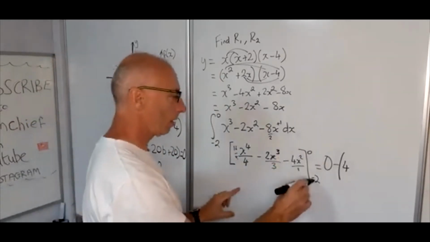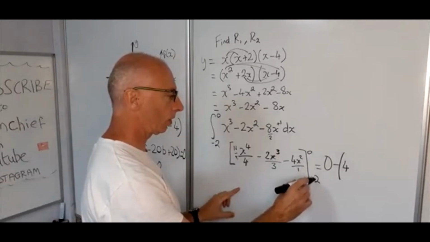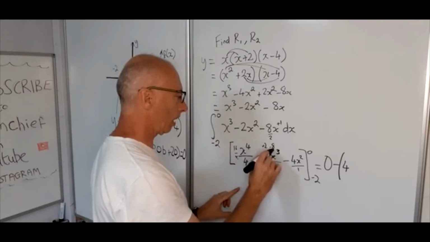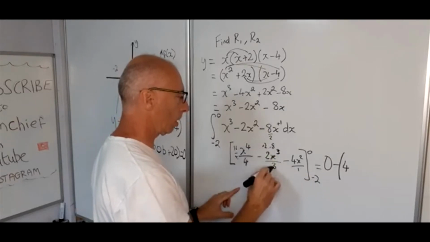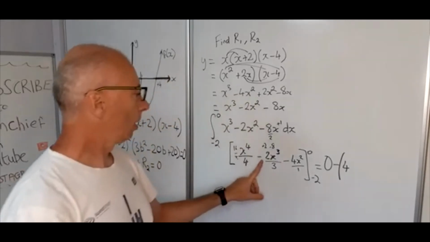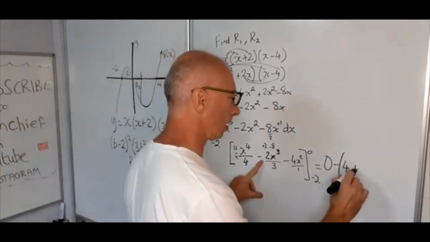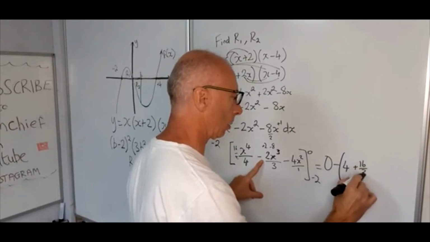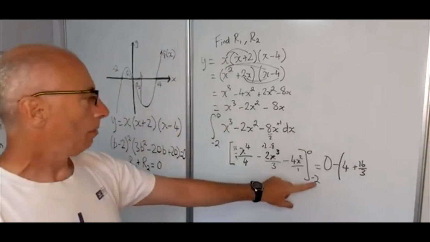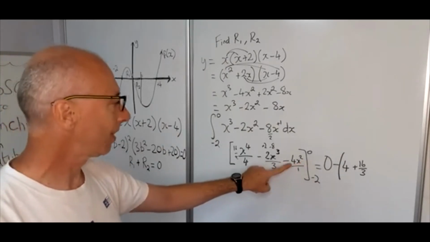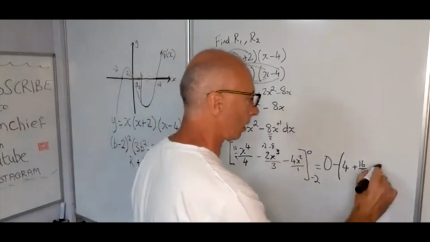Okay. Minus 2 into x cubed. Minus 2 squared is 4, times minus 2 is minus 8, times 2. That's going to give us minus 16 over 3. And a minus here as well will give us a plus 16 over 3. And minus 2 into this one: minus 2 squared is 4, times 4 is 16. So that's minus 16.